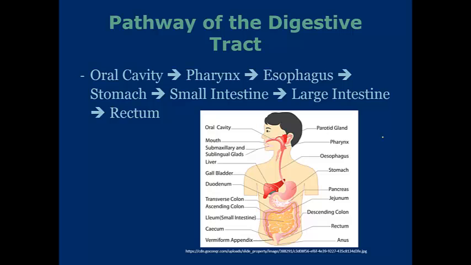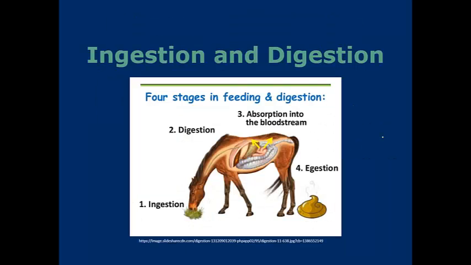The pathway of the digestive tract is as follows. Starting first in your oral cavity, it travels to your pharynx, to the esophagus, to the stomach, to the small intestines, to the large intestine, and to the rectum. From there, any sort of undigested waste is defecated. We'll start with the first two portions of digestion, which involves ingestion and digestion itself.